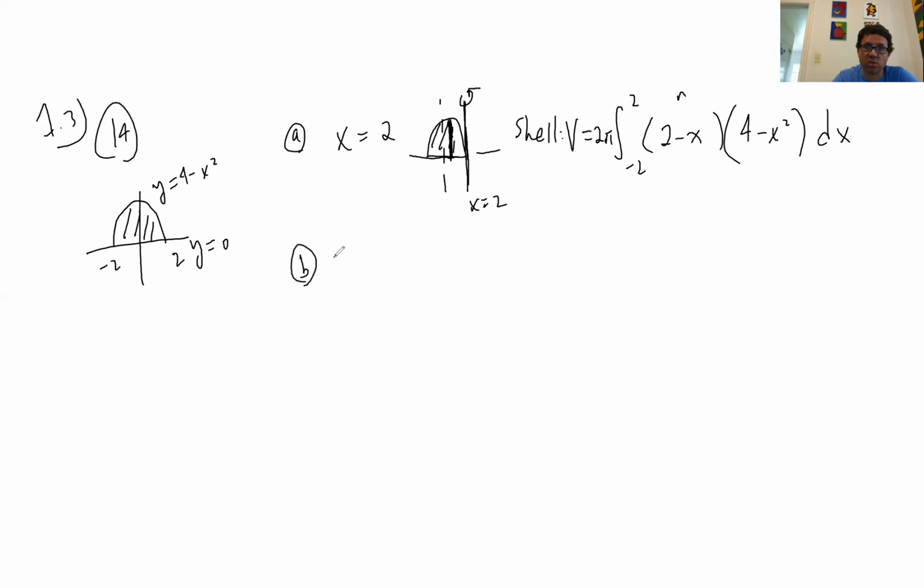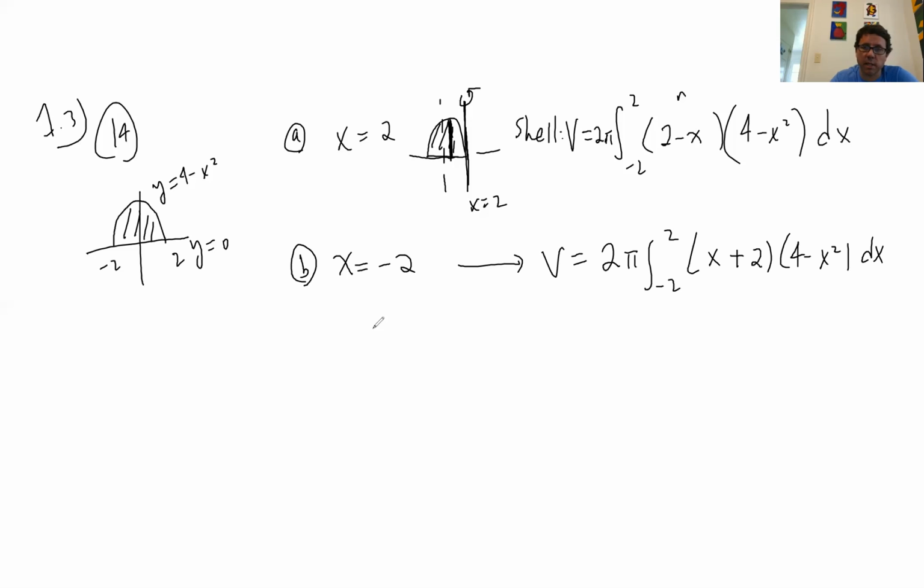For part B, it's real similar. If x is minus 2, and you're moving the revolution axis to the other side, then the volume for the shell method will be 2 pi times the integral from negative 2 to 2. And this will be x minus a minus, so x plus 2, and then 4 minus x squared, like that. Now, maybe not too surprising, these two will be the same answer, because if you revolve it around either x equals 2 or x equals minus 2, you still get the same shape. So if you work it out, you should get the same answer for those two.